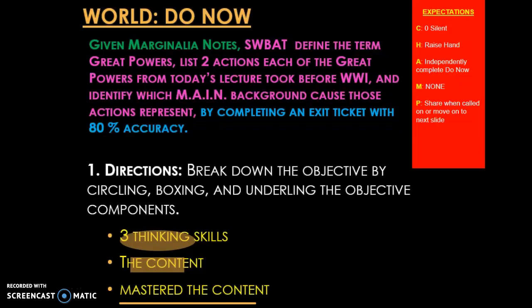Before we start the podcast, let's take some time to complete our Do Now. For the Do Now, our directions are to break down the objective by circling, boxing, and underlining the objective components. Within our objective, you should have 3 thinking skills you're going to circle, 3 pieces of content you're going to box, and then 1 exit-ticket component you should have underlined. Take the next couple seconds to pause this video, find the objective at the front of your marginalia notes, break down the objective, and then restart the video to ensure you broke down the objective correctly. Go ahead and pause your video now.